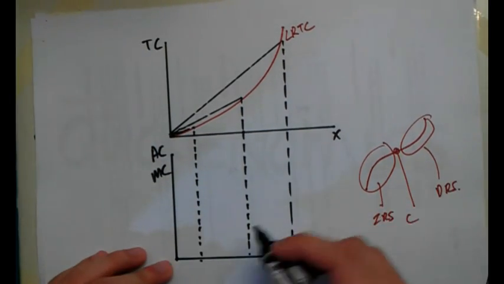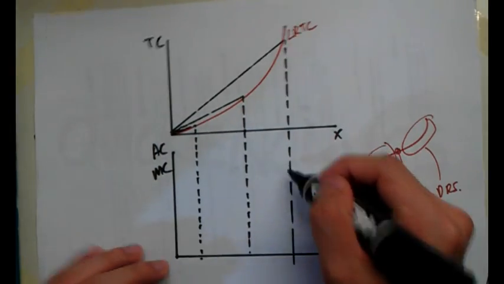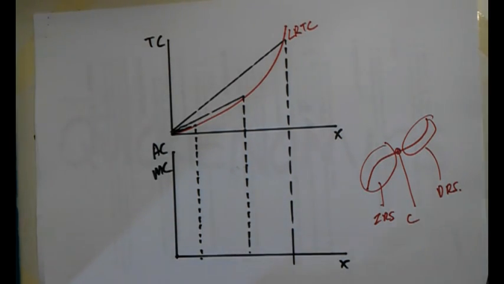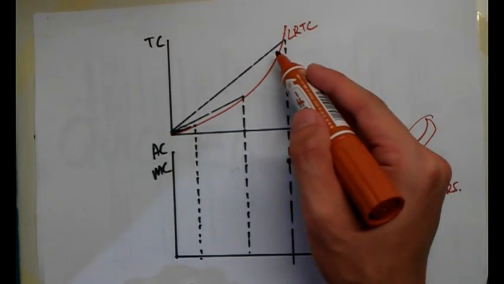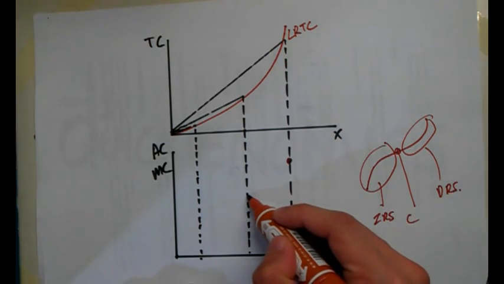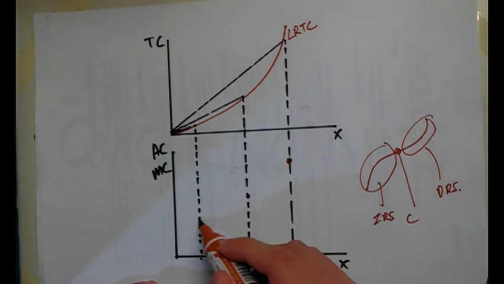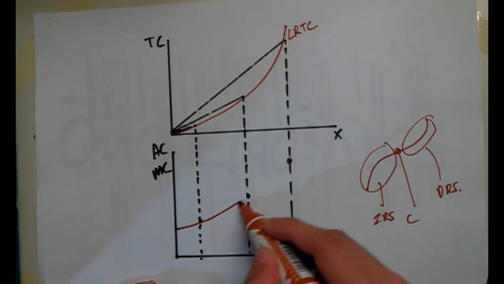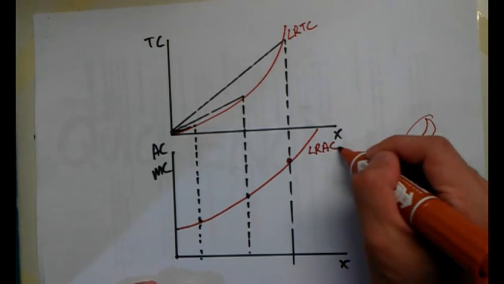So that means my average cost curve should be increasing. You see this is very steep, right? So let me just mark a point over here. This is not as steep as this, so that means my average cost should be lower, so it's somewhere here. And this is not so steep, it's somewhere here. So essentially we get a curve that looks like this. This is our long run average cost.